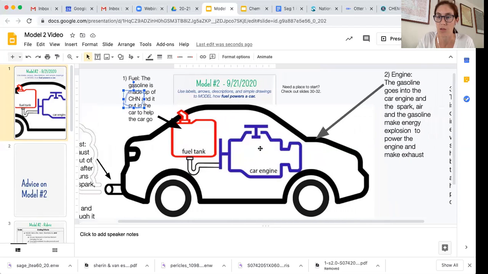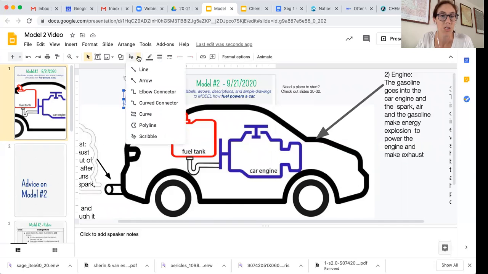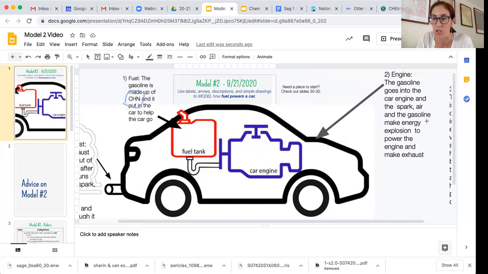The next thing that's really wonderful that this person has here is that she is talking about energy, right? So we see right here in step number 2, the gasoline makes an explosion. And so I learned that combustion is an explosion and that energy is part of this process and is in fact what makes the car move.